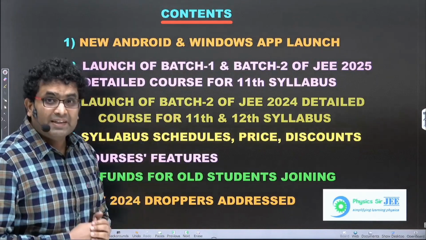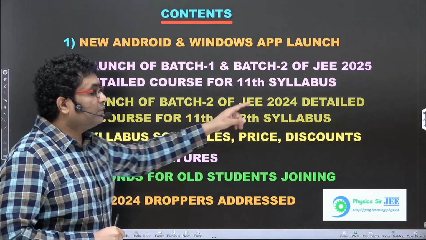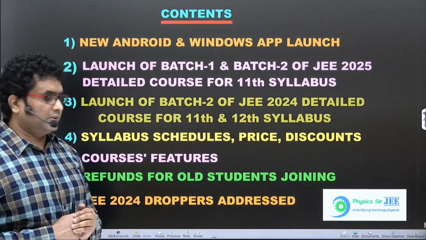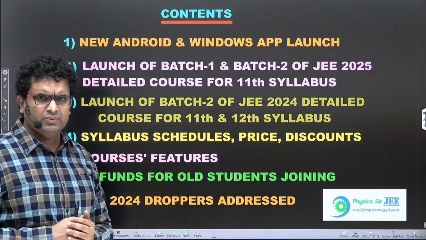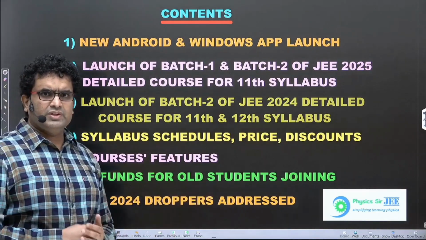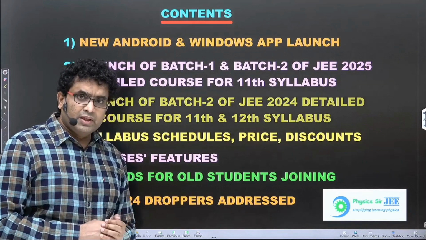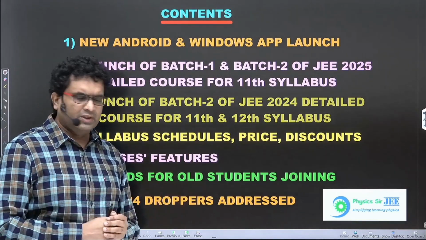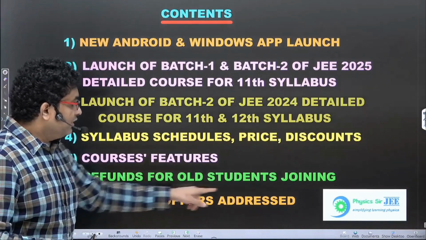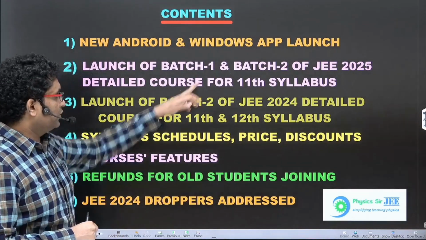Next, the much awaited batch 2 of the JEE 2024 aspirants detailed course for combined 11th and 12th syllabus. Then I'll explain the schedules, prices, discounts, and as usual the course features. If you are already an old student, you would be understanding all those things, so I'll just add on to those: validities, expiries, etc., and refunds for the old students who are joining the new batches.